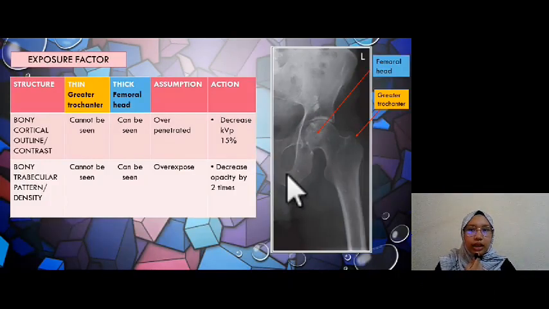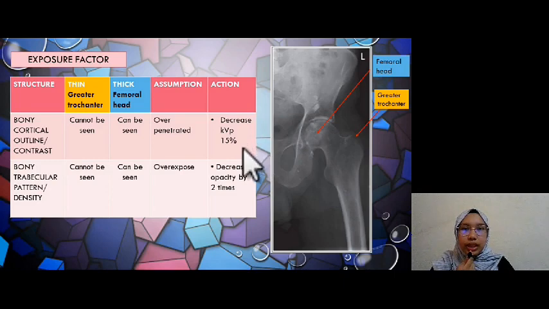Okay, next, for exposure factor, the KVP used is over-penetrate for penetration and radiographic contrast. This is because the bony cortical outline of thin structure, which is greater trochanter, cannot be seen, and the bony cortical outline of thick structure, which is the femoral head, can be seen. The KVP must be decreased by 15%.